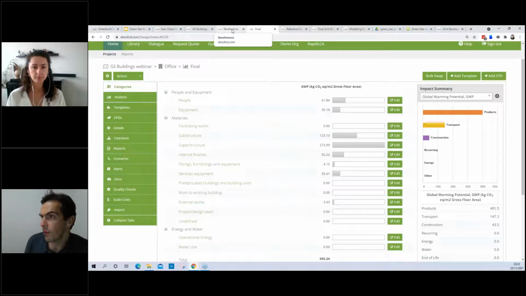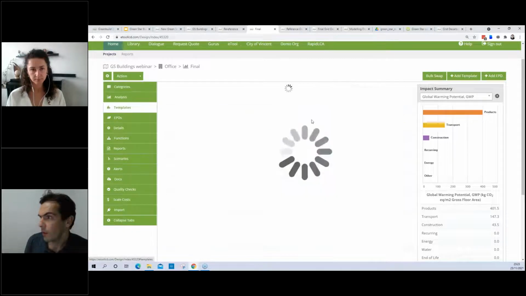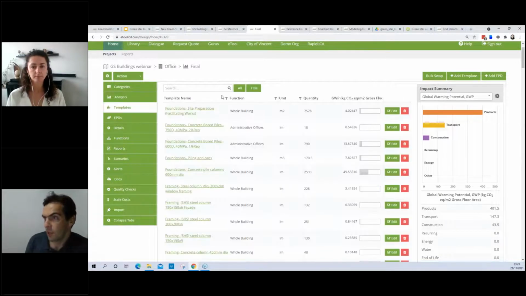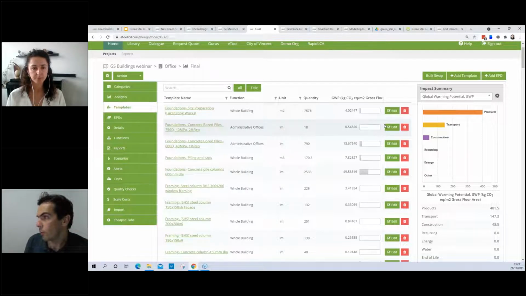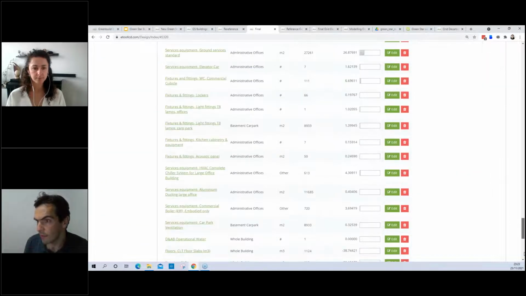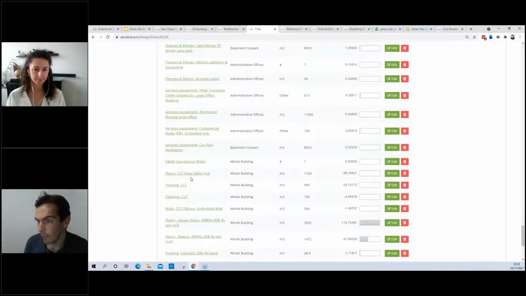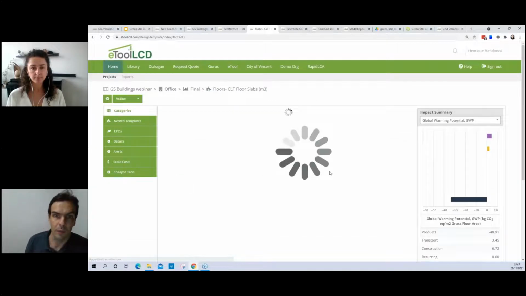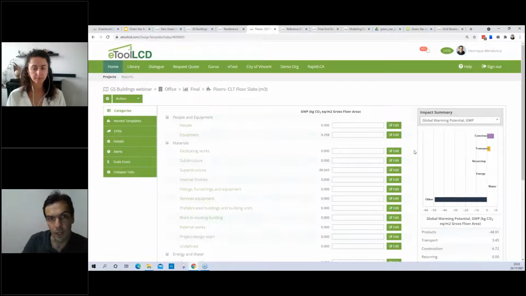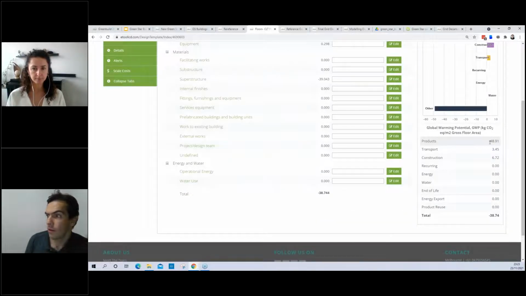So you see if I use one of these templates. So this is the original model, how it's represented in the software. If I use one of the CLT templates, for example, this one here, you see that at a product level, from module A1 to A3, it gives me the carbon sequestration credit here. So this is what is not allowed anymore in Green Star buildings.